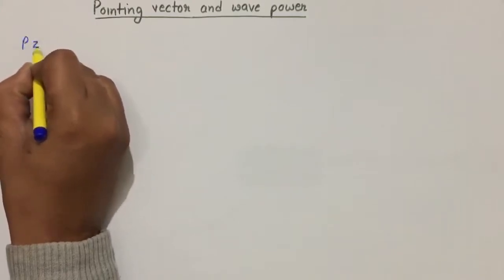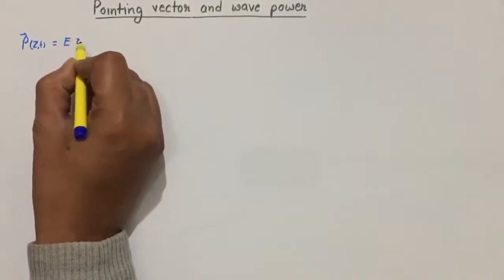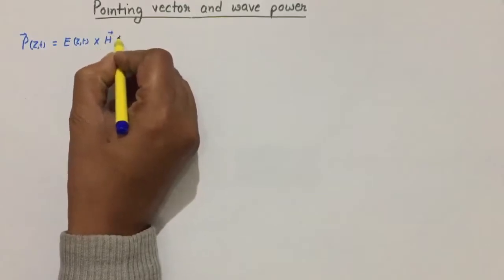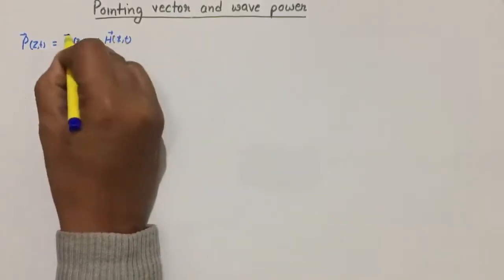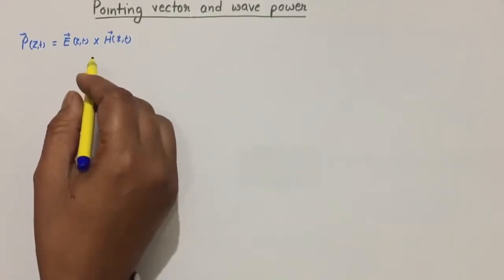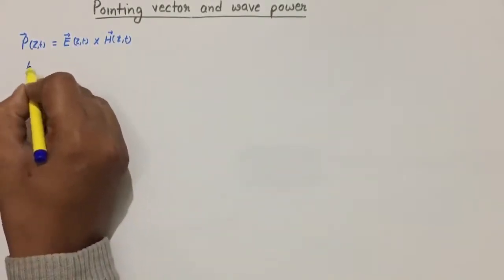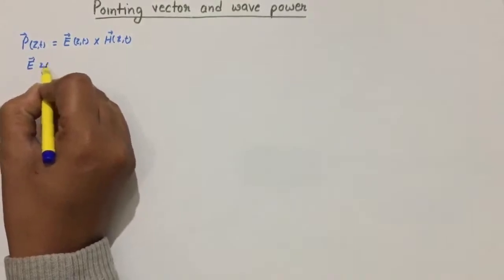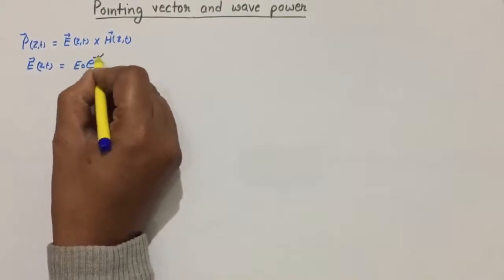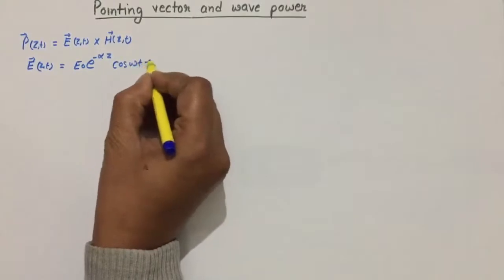That was P instantaneous, the cross product of the instantaneous electric field component and the instantaneous magnetic field component. And we know the instantaneous E was E naught e to the power minus alpha z cos(omega t minus beta z).